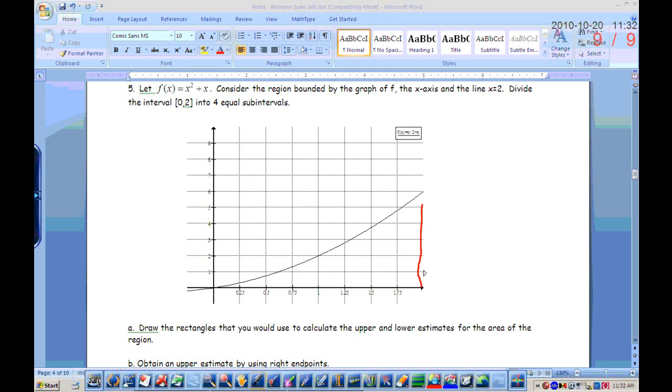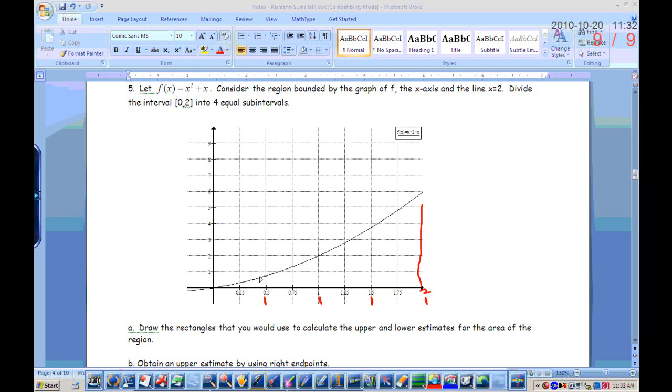All right, divide the interval 0 to 2 into 4 equal subsections. Okay, but we're only going to use 4 equal subsections. So what's going to be the width of each section? 0.5. Good. So we're going to cut it off at 0.5, at 1, 1.5, and then 2. All right, draw the rectangles that you would use to calculate the upper and the lower estimates.